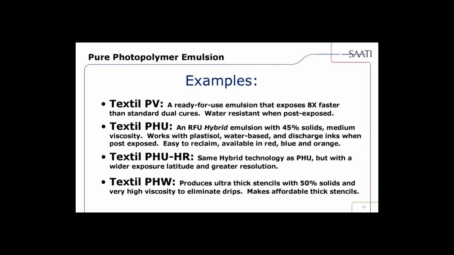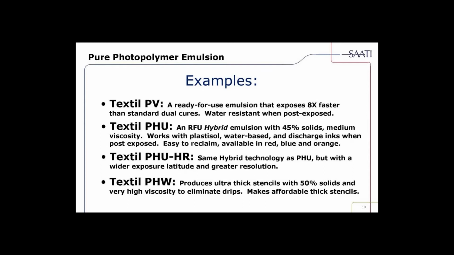Here's some examples of the Saati Pure Photopolymer emulsions. Textile PV, which has been around for probably 25, 30 years, is a ready-for-use emulsion that exposes 8 times faster than a standard dual cure. It is water-resistant when post-exposed.